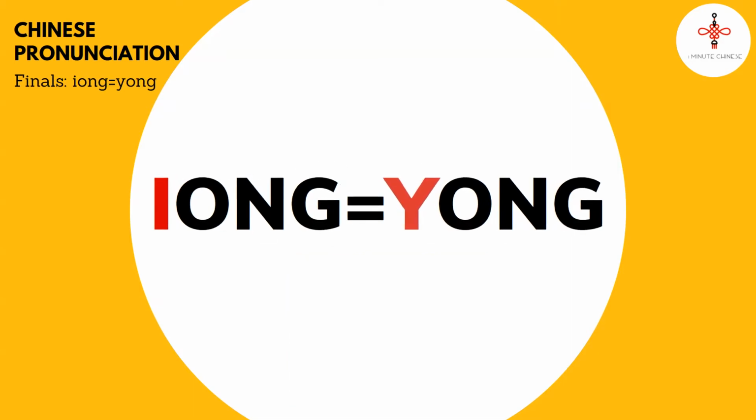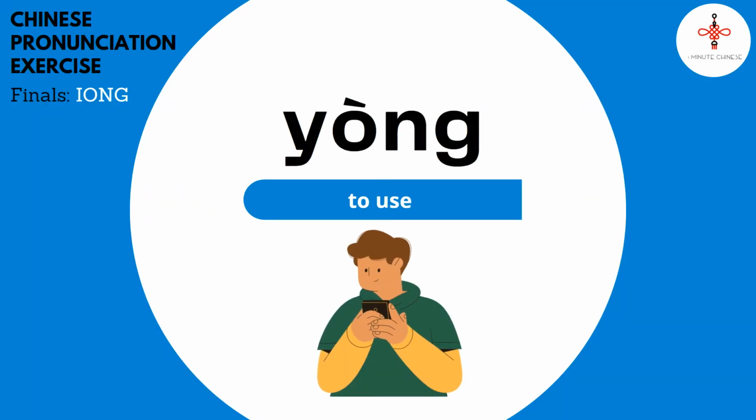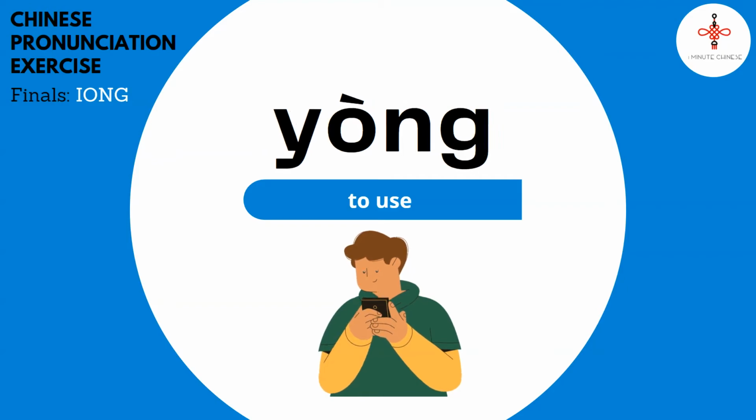When the final yong is not following an initial or consonant, it is spelled as YONG, and they are both pronounced yong. Let's combine the yong sound and the high falling fourth tone, the angry tone, all together.